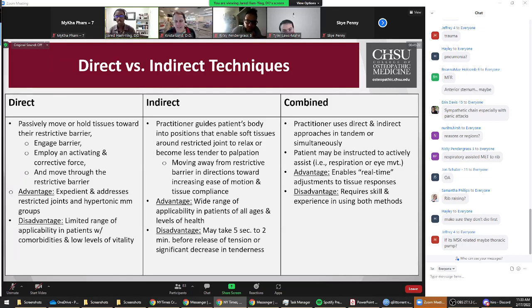So now we're going to get into our topics for our lab, briefly discussing these. So you have direct versus indirect. I'm sure you all know those pretty well by now, but now we're going to talk about combined technique. All right. So this is when you're putting them all together.